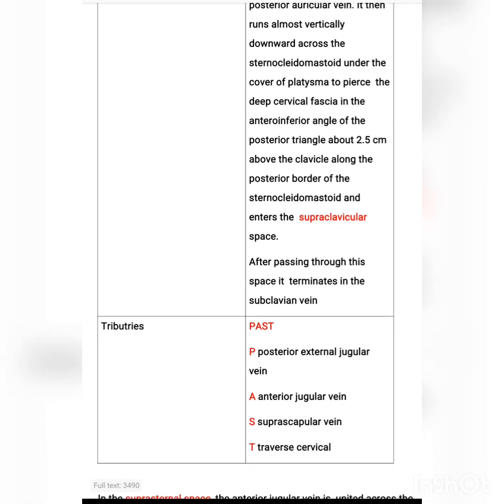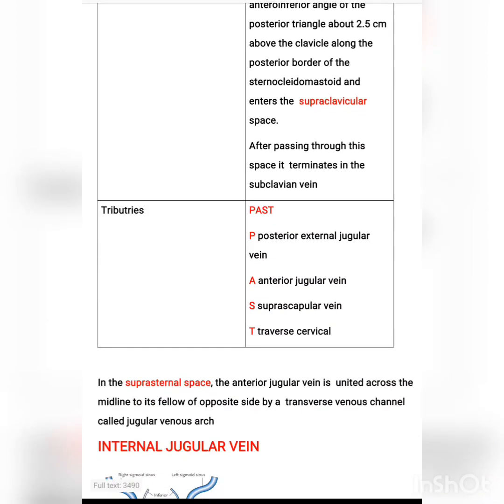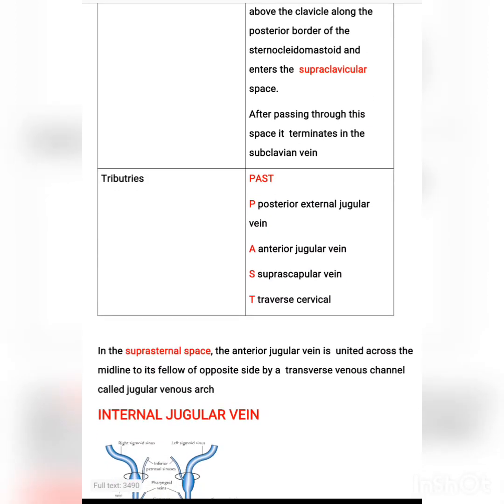So the tributaries of this external jugular vein can be remembered with PAST: posterior external jugular vein, anterior jugular vein, suprascapular vein, and transverse cervical vein.